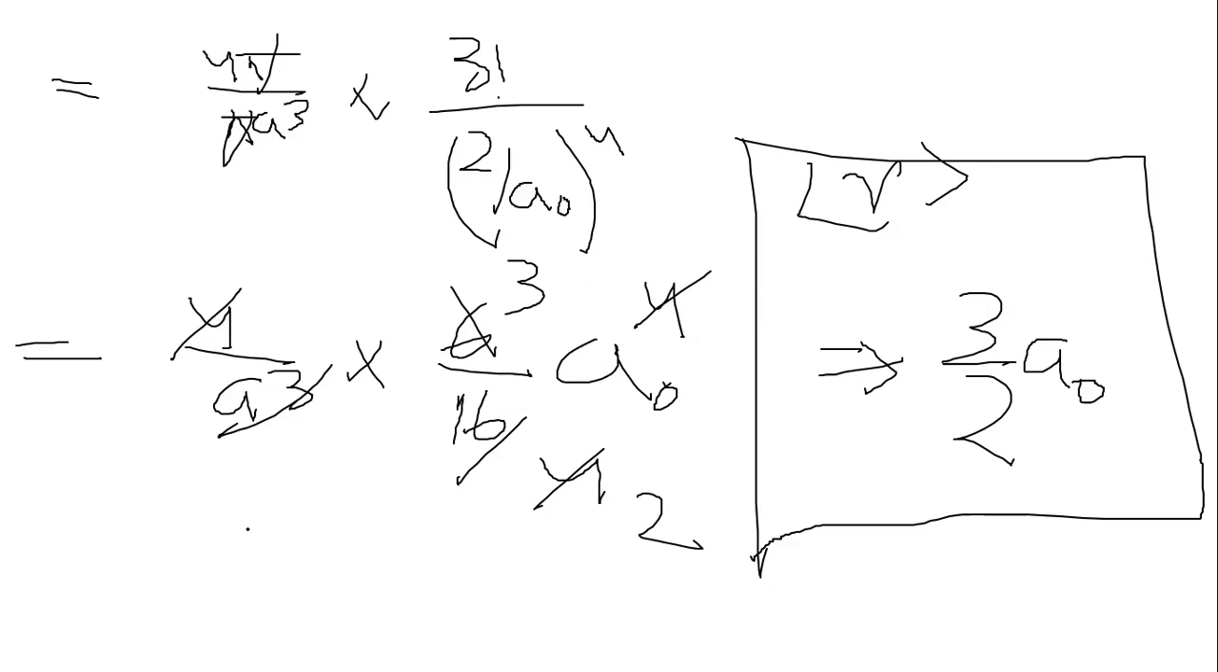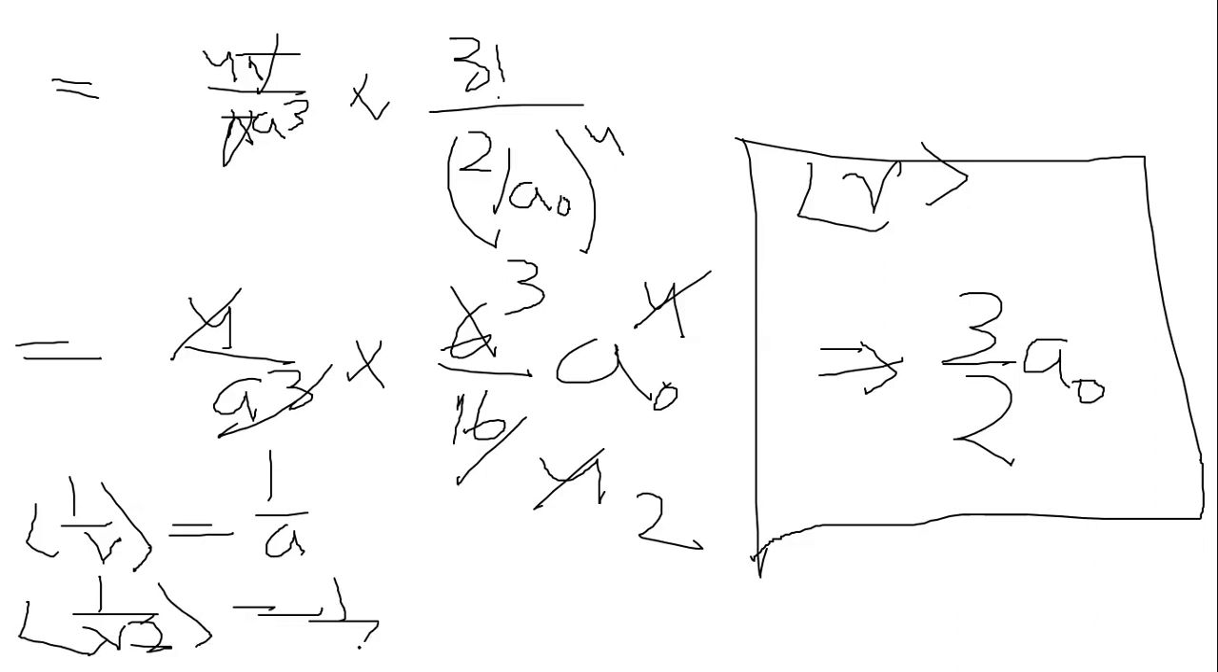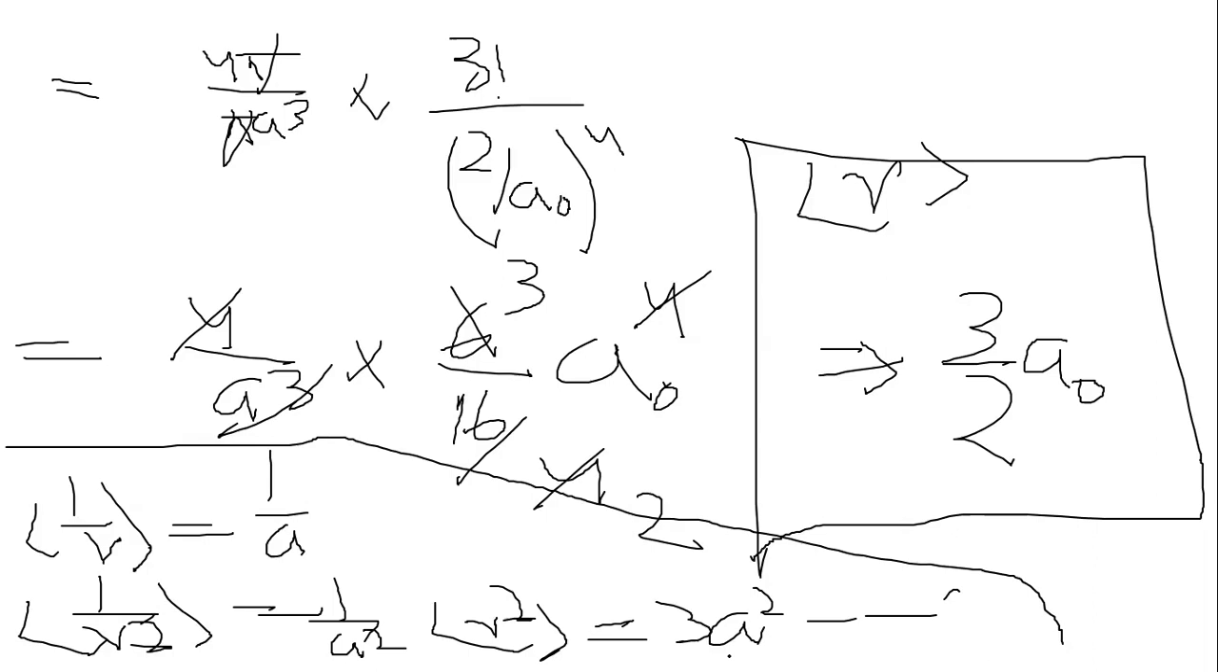Similarly, we can calculate other expectation values for the hydrogen ground state. The expectation value of 1 by r will be 1 by a0. The expectation value of 1 by r square will be 1 by a0 square. The expectation value of r square will be 3 a0 square, like that. So these are the different expectation values. Please verify these calculations.